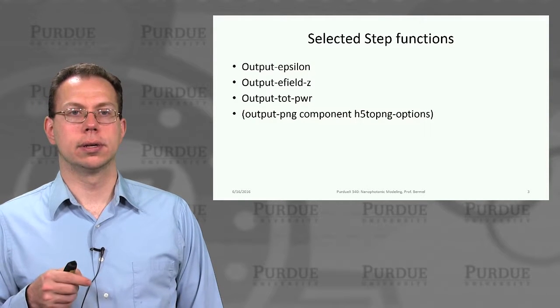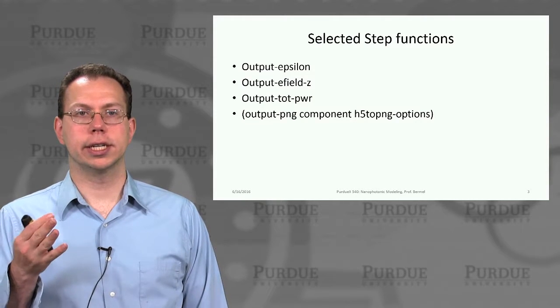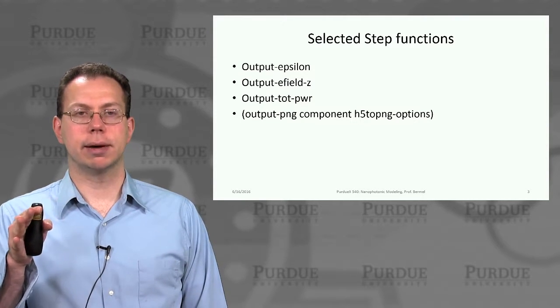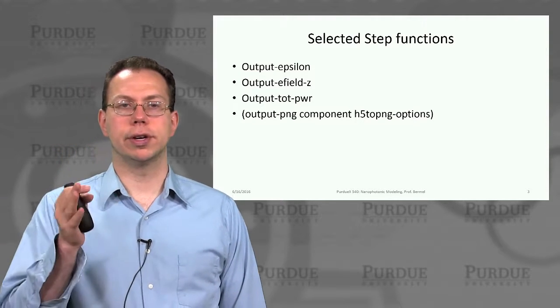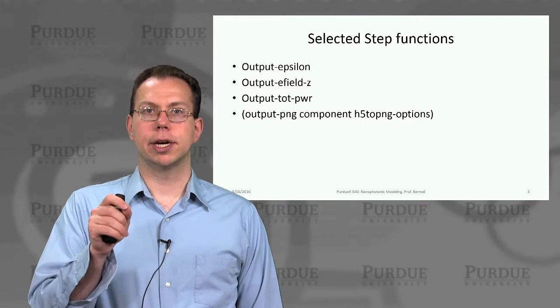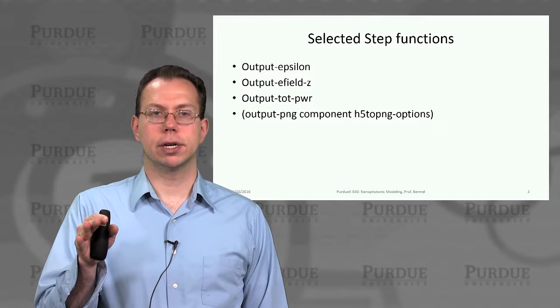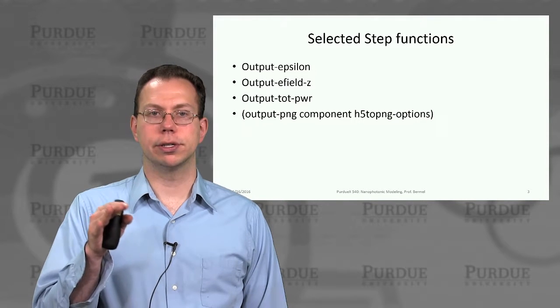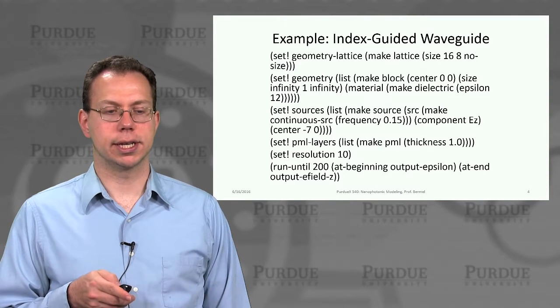When you're running these calculations, during certain steps you can actually do other things that may be helpful. For example, you can output either the epsilon distribution of the dielectric materials, or you can output the electric or magnetic fields or the total power that's being output. Those are just some examples.